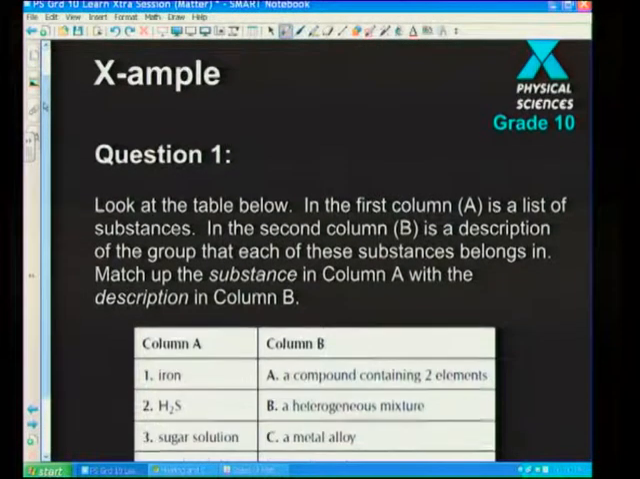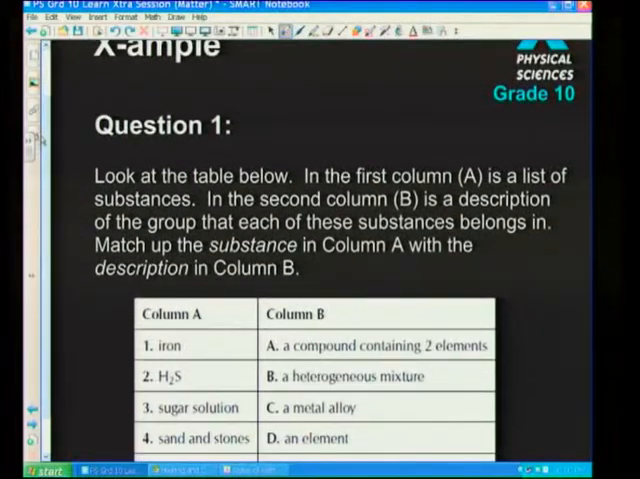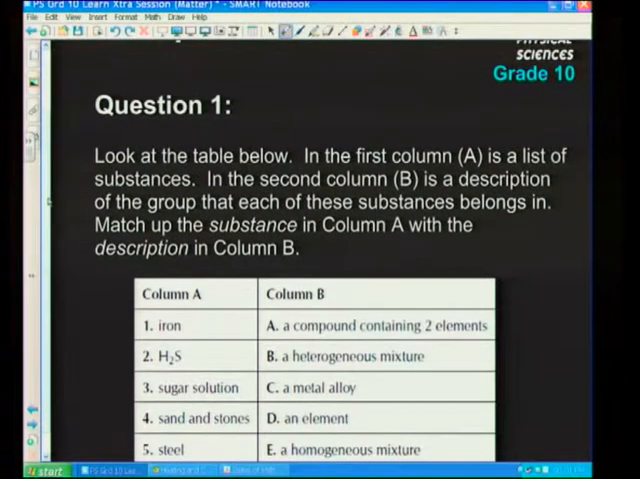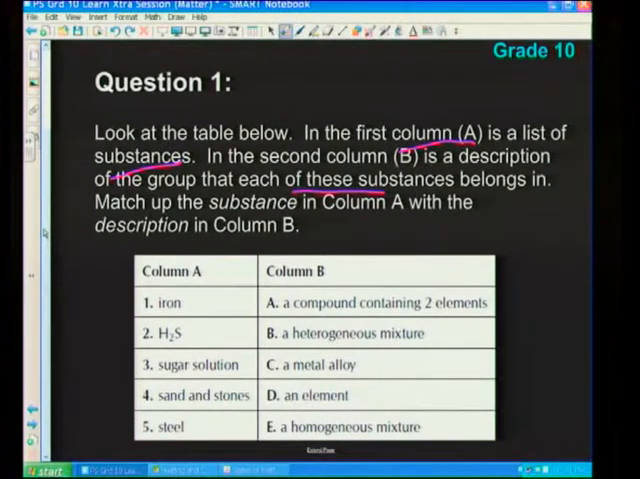Now let's have a look at some questions. Our first example is for us to be able to distinguish between different substances. Look at the table below. In the first column, A, is a list of substances. In the second is a description of the group that these substances belong to. Match up the substance in column A with the description in B.